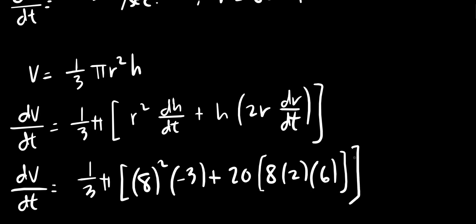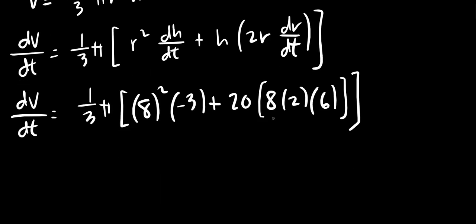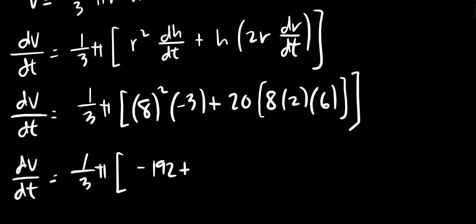After this one, we'll now simplify. So dV over dt is equal to 1/3 pi. So we have 8 squared times 3, so negative 192. So negative 192 plus 20 times 8 times 2 times 6. So 1920.